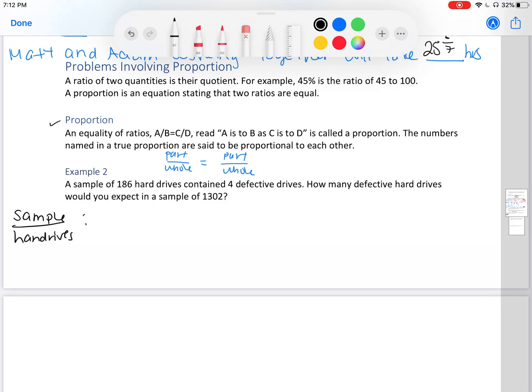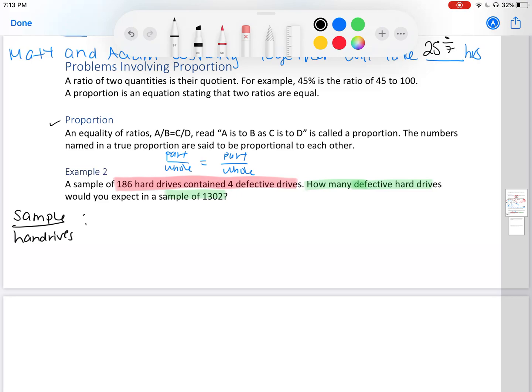All right, now we have to kind of pair our numbers according to the story that it's telling us. So for example, the sample of 186 hard drives contained 4 defective drives. That's one. How many defective hard drives do you expect in a sample of 1302? We don't know how many, right? So that's enough for us to create our proportion.